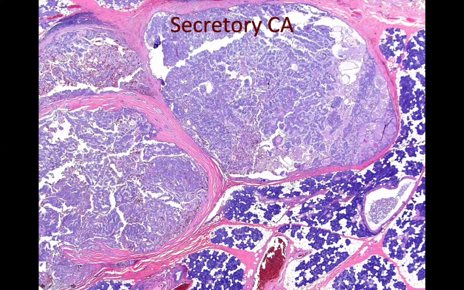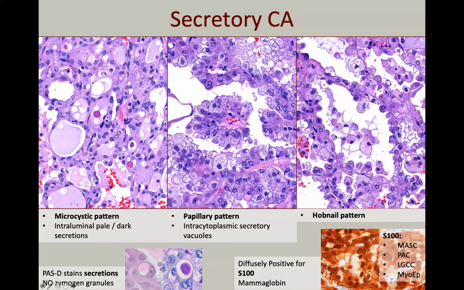Here it has kind of multiple lobules, and you can already see on low power that there's some kind of material in the lumen. So this can range from a microcystic pattern with pale intraluminal secretions to a papillary pattern with intracytoplasmic vacuoles, sometimes to a hobnail pattern. This was thought to be the microcystic variant of acinic cell carcinoma, but in fact it is morphologically similar but genetically very different. And in fact, if you did a PAS diastase, you would not see zymogen granules within the cytoplasm. You might just see this intraluminal dense secretory material.